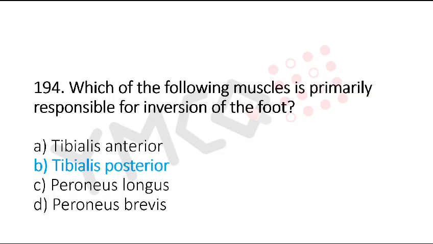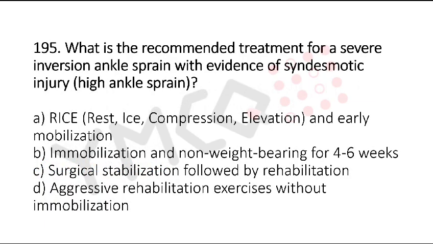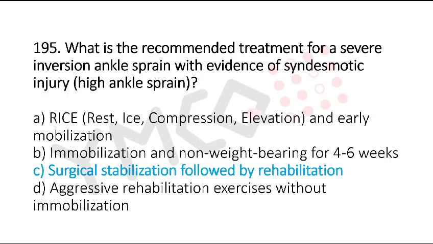Now let's move to question number 195. What is the recommended treatment for a severe inversion ankle sprain with evidence of syndesmotic injury, that's a high ankle sprain? Option A, RICE protocol and early mobilization. Option B, immobilization and non-weight bearing for 4 to 6 weeks. Option C, surgical stabilization followed by rehabilitation. Option D, aggressive rehabilitation exercises without immobilization. And the answer is option C, surgical stabilization followed by rehabilitation.